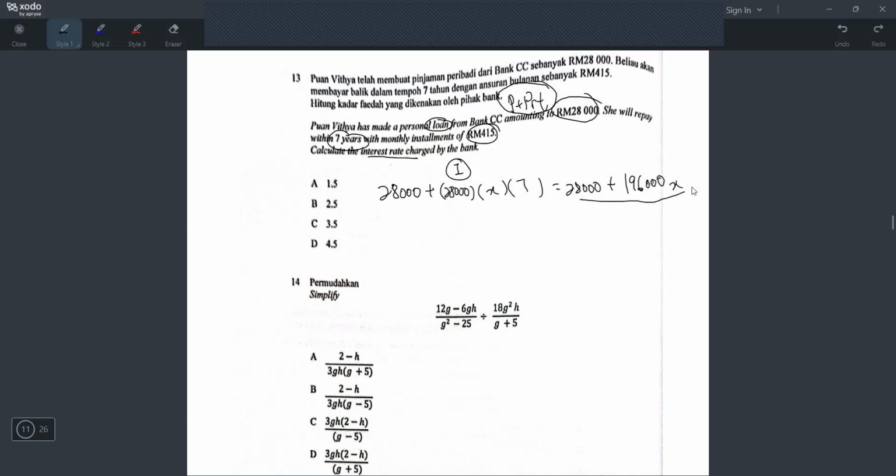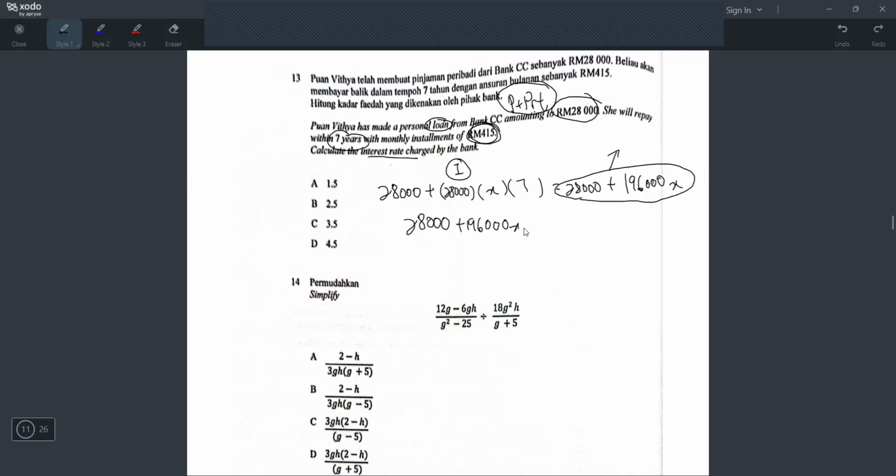196,000x. So what is this? This is the amount that you have to pay back. It means you pinjam 28,000, but when you bayar balik, this is the loan repayment. When you pinjam 28,000, you have to bayar balik this amount, right? But then they say she will repay within 7 years with a monthly installment of 415. So this is the total you have to pay back.